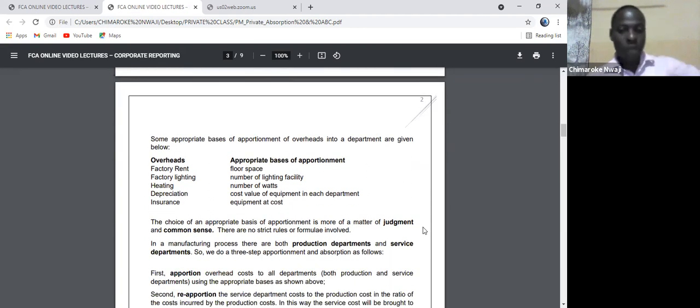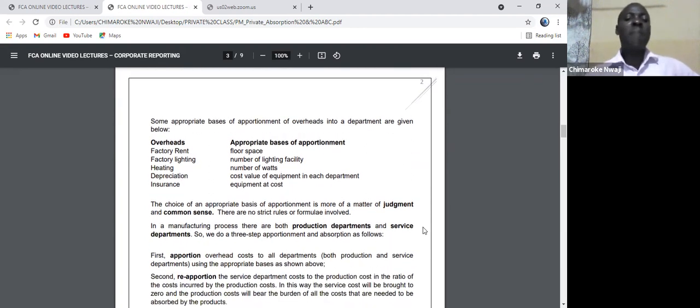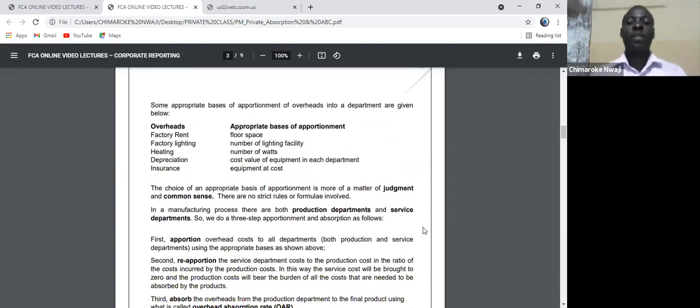All right. Now, in a manufacturing process, we usually find what they call a production department, and we have a service department. Now, what is a production department? A production department is that department that is involved in the actual work of production. They are in the front line of making the final product for consumption.